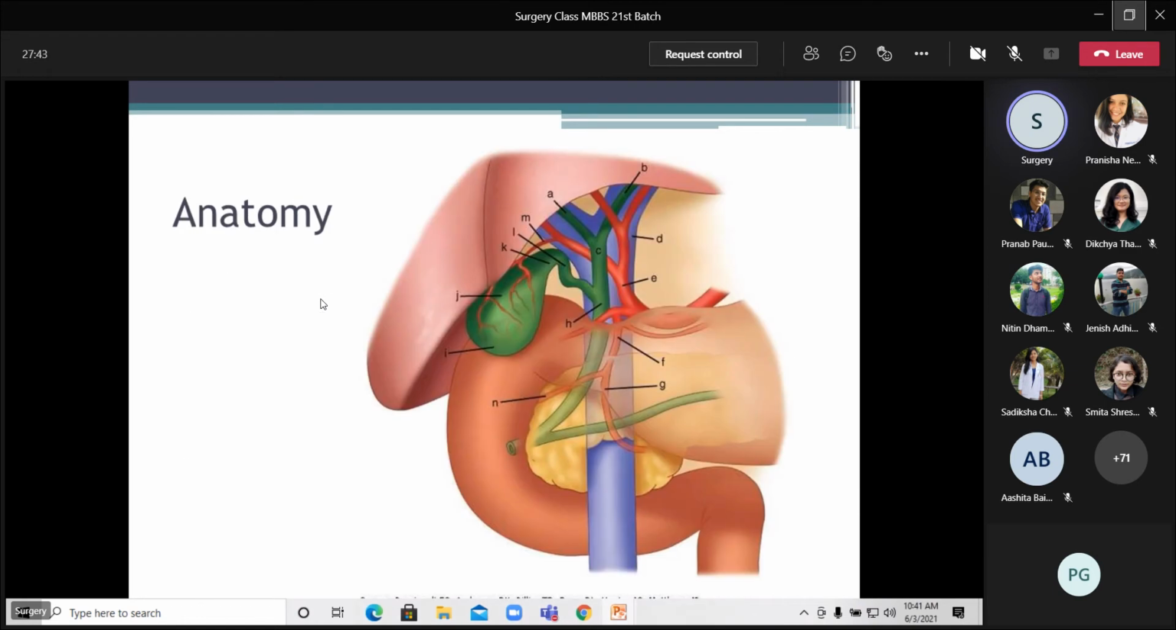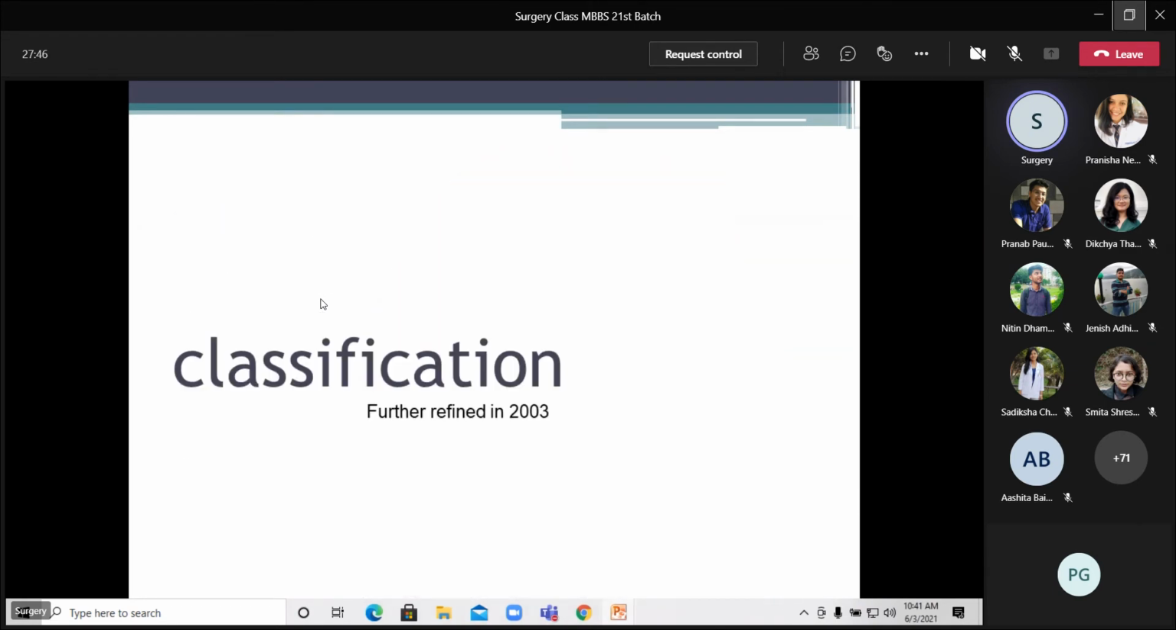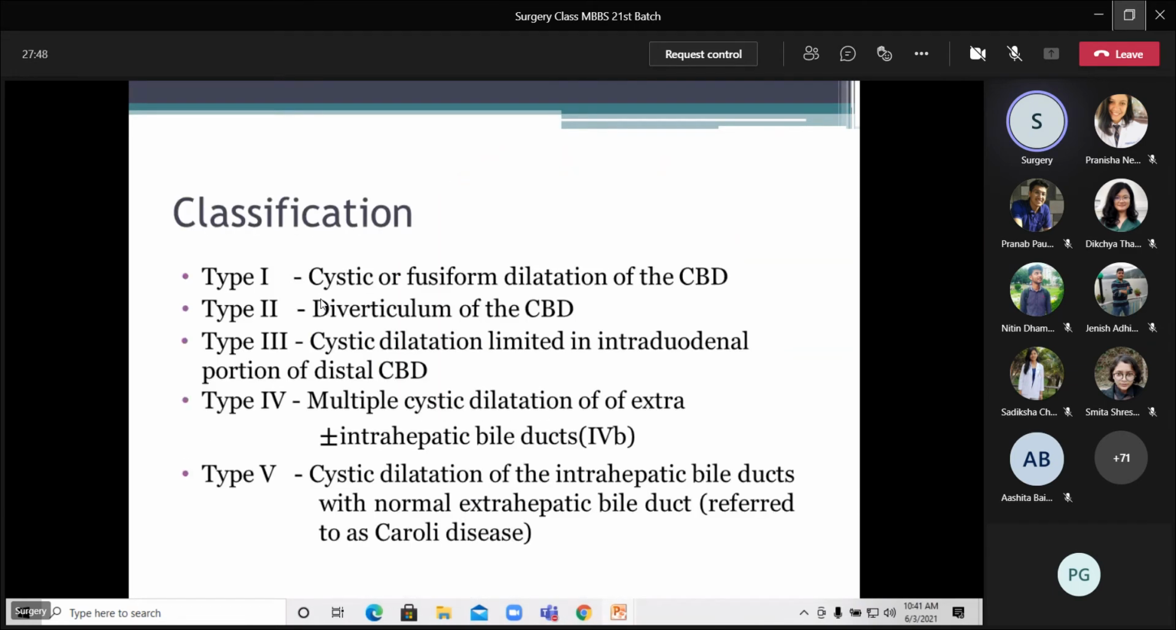Now, I have already told you this, and the classifications as well. It is known as Todani's classification. There are various types, type 1 to type 5.